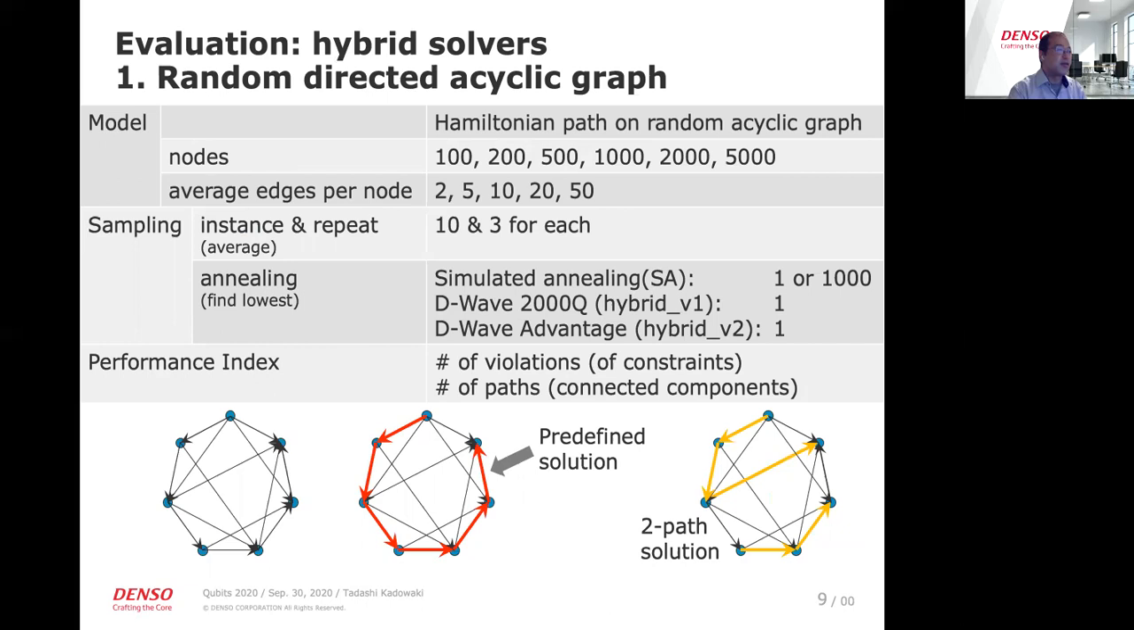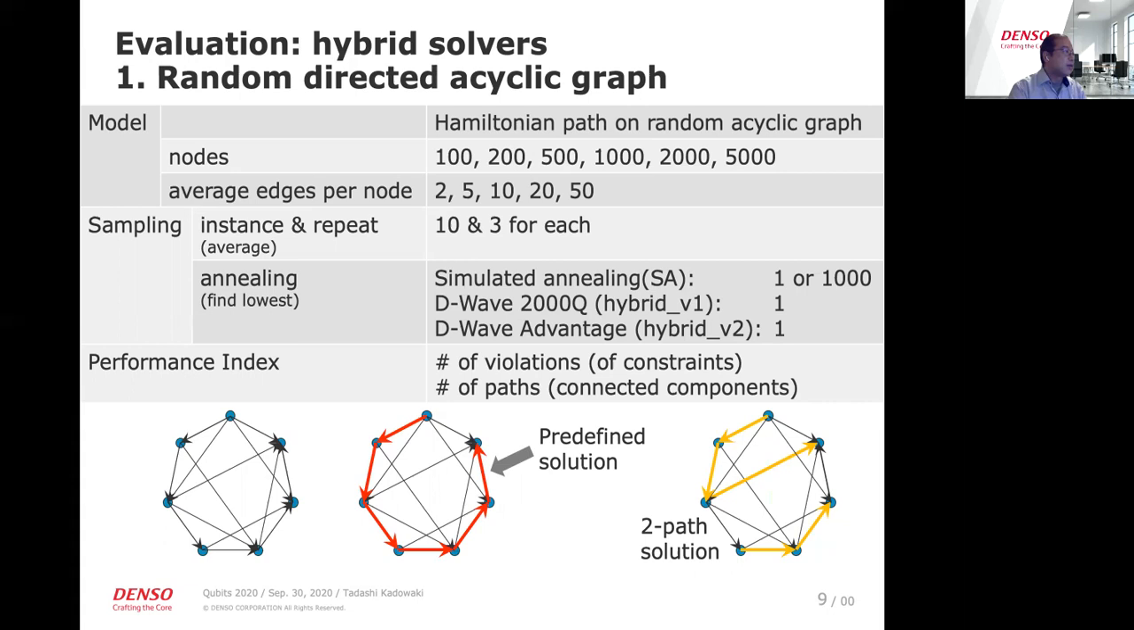In the annealing, we conduct 1,000 simulated annealing runs to obtain the lowest energy solution, while we call hybrid solver once to obtain the solution. The performance indices are number of violations and number of paths.